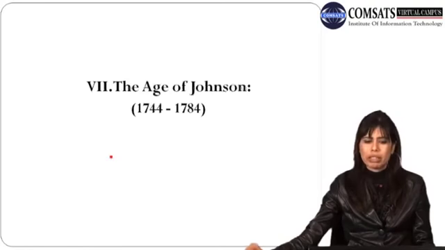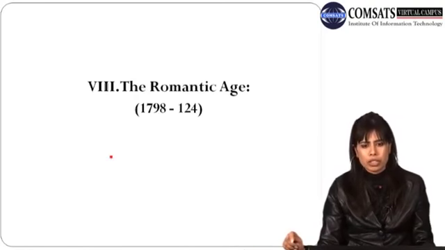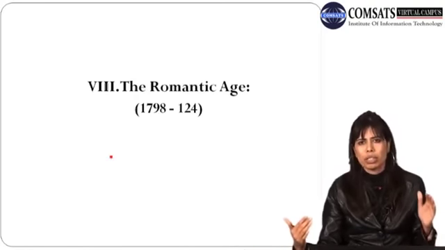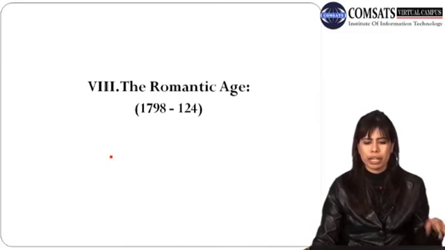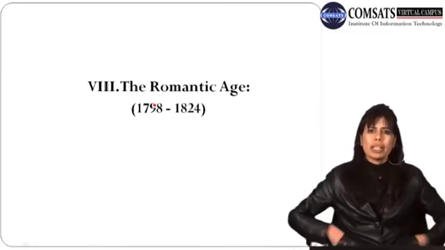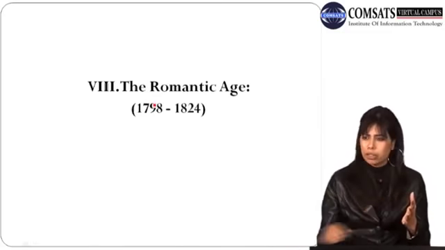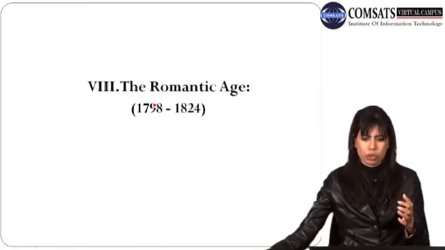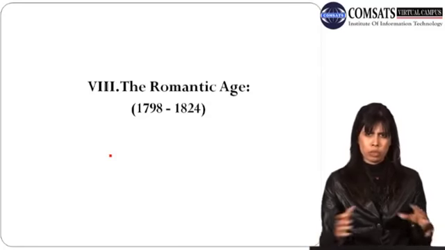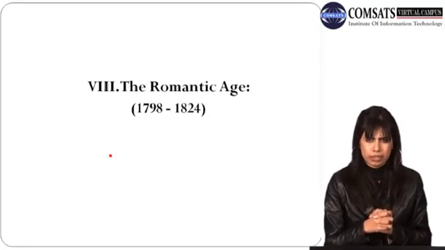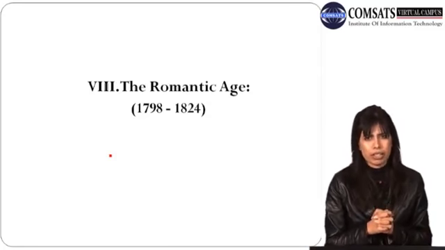Then the eighth one is the Romantic age. We'll take the start of the Romantic age from the year 1798, and it would end in 1824. My dear students, after the age of Johnson, the eighth one is the Romantic age, which officially started in 1798 and ended in 1824.